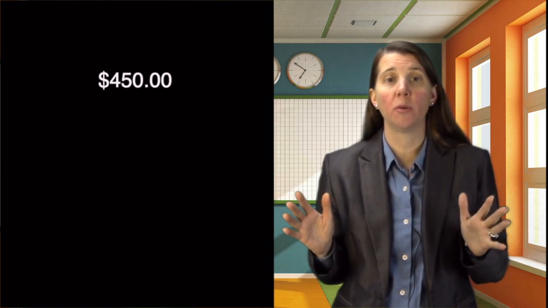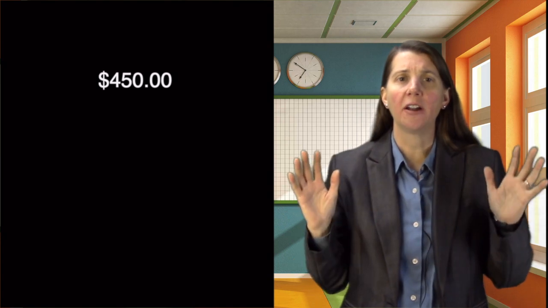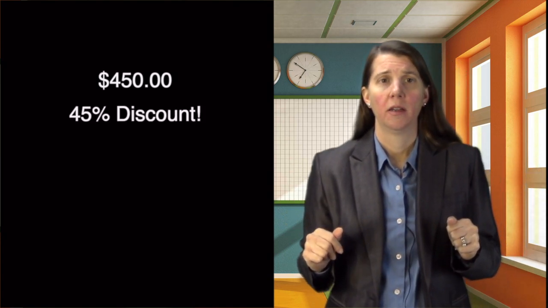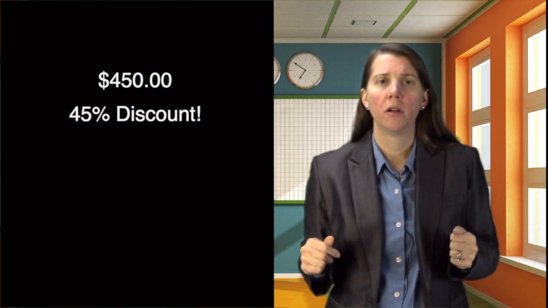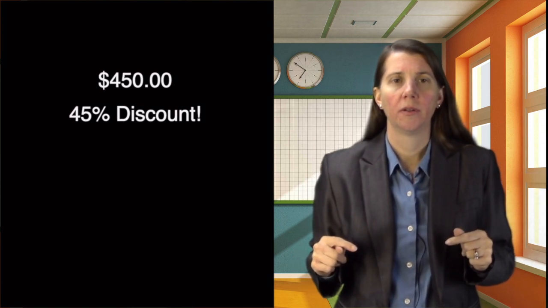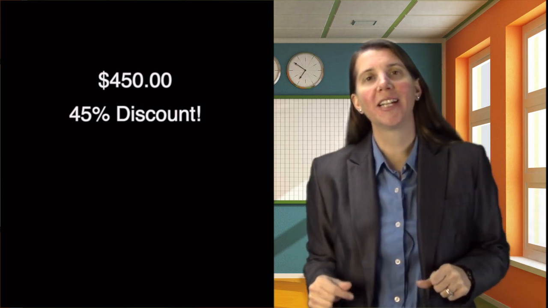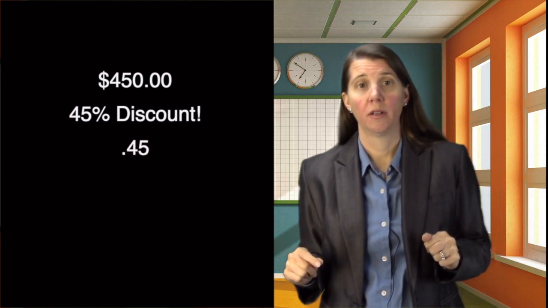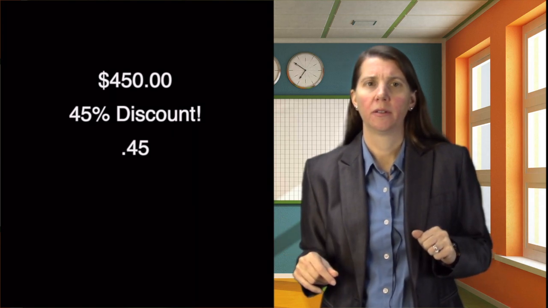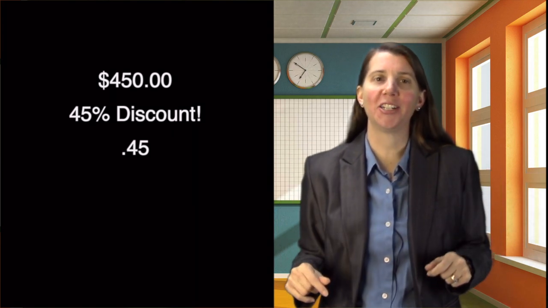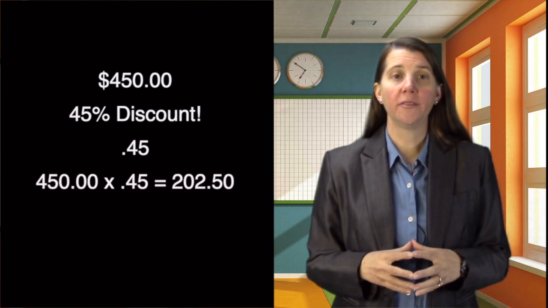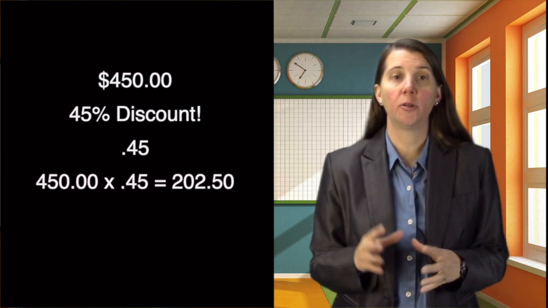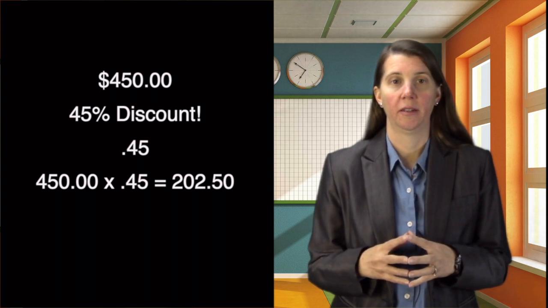Let's look at another example. Aslan has learned that the $450 purse she'd been wanting is finally on sale at a 45% discount. How much will the purse cost now? What's the first thing we do? That's right, convert the percentage to a decimal. 45% becomes 0.45. Now what should we do? Correct, use multiplication. 450 times 0.45 equals 202.50.